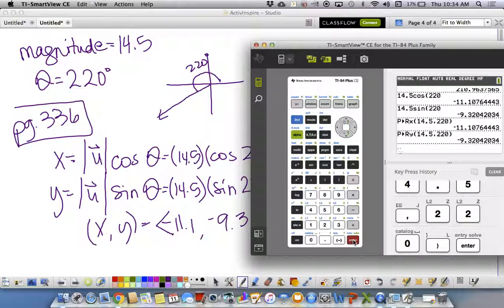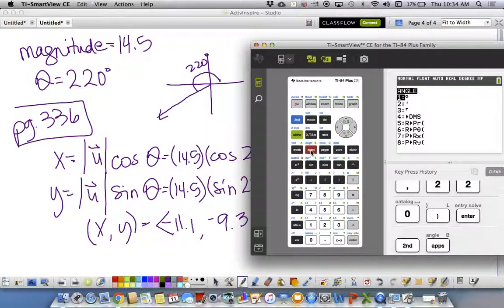Yes, ma'am. So number 5 on second apps has to do with magnitude, but then 6 is direction. So, yes, 5 and 6. Okay? 5 will give you the magnitude. 6 will give you the direction. 7 will give you the x value if you're looking for components, and 8 will give you the y value of your components. That's R's and P's and P's and R's.